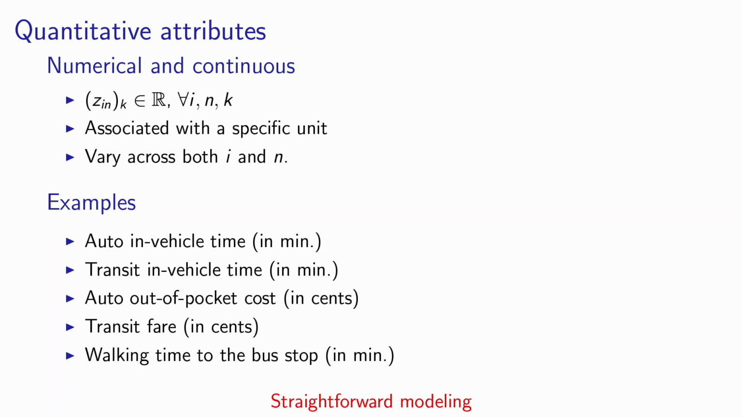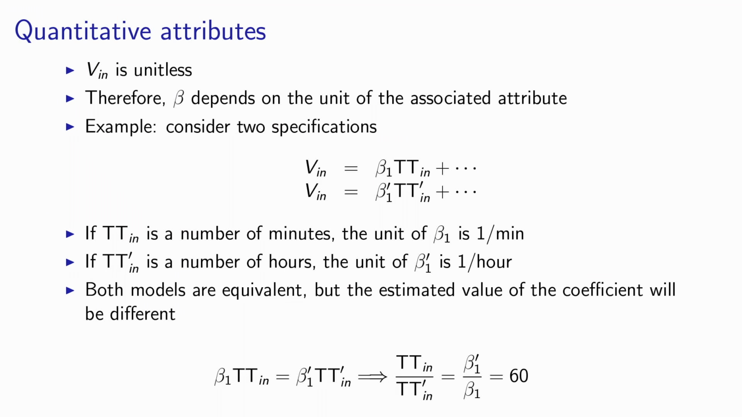Okay, so if you want to involve a variable, an attribute, which is quantitative and numerical, the only thing you need to do is to think about the unit, which is a natural way to think about it already at the data collection stage, and include this as such in the model. About the unit, what you need to keep in mind is that the utility itself has no unit. Therefore, the coefficient beta of the variable will actually cancel out the unit. So the value of beta will depend on the unit that has been selected for the attribute.